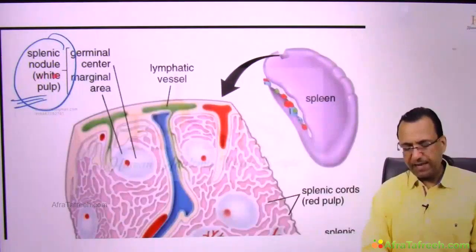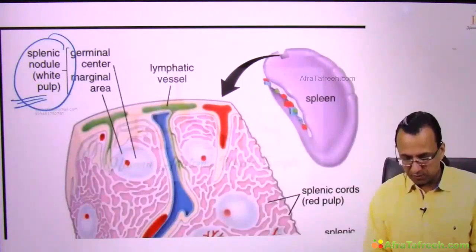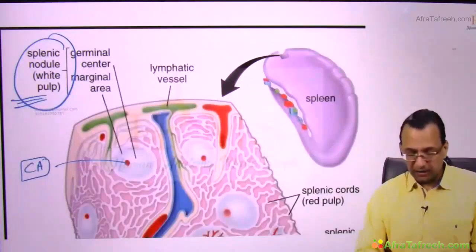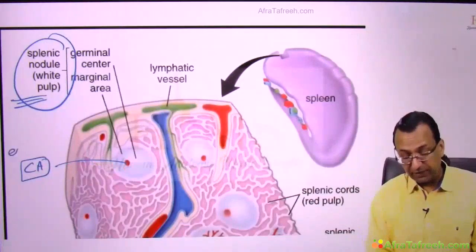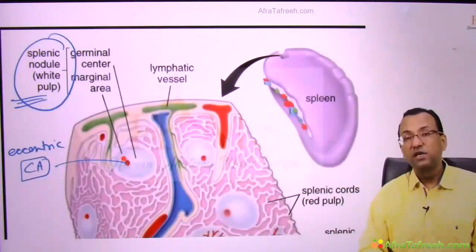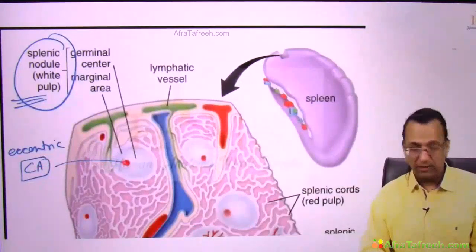Can you see that in the lymphoid follicles there is some arteriole? This is called the central arteriole. And though it is called central, it is not in the center. It is eccentric. It is not in the germinal center, it is at the periphery. This is important to know because later we will discuss more about that. But this is white pulp.